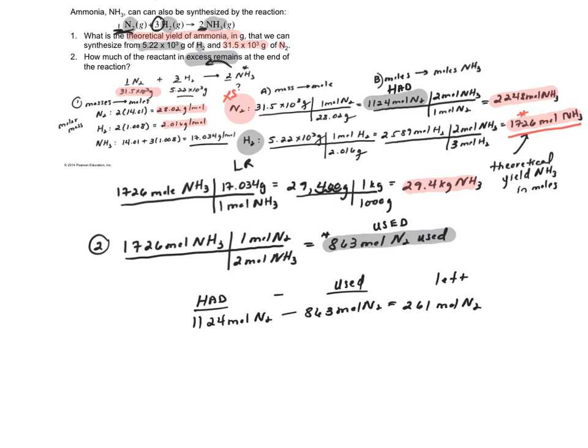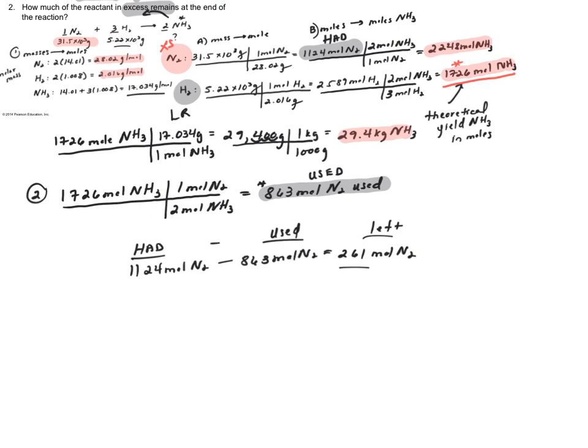Now, they don't specify in this what they want this in, right? You could say, well, that's what's left, there are 261 moles of nitrogen left over in that flask. A lot of times though, they will specify how much is left over in grams, right? So finally, with this last little bit, we just need to take the amount left in moles and convert it to the amount left in grams.